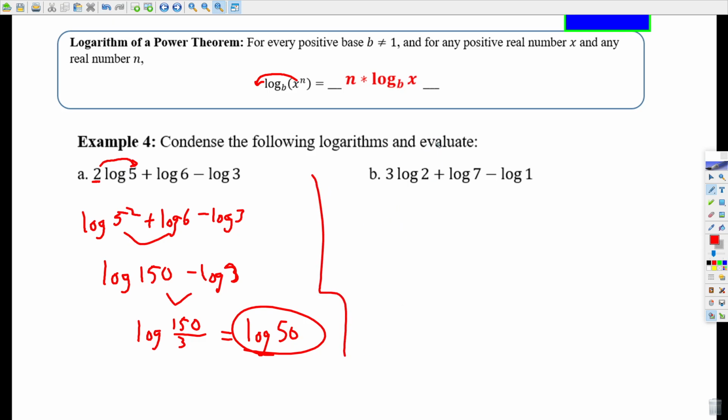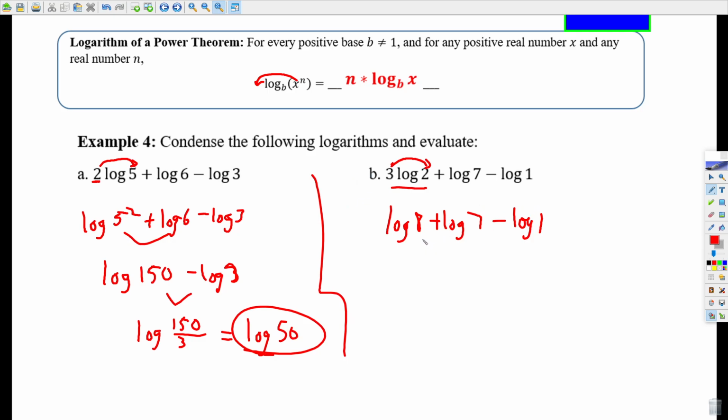Okay, part B. Remember, we're going to take all of our front numbers, and we're going to put them up in the exponent. That's kind of the strategy, going back the other way. So we're going to take 3, we're going to put it up here, and we'll go ahead and evaluate what this is. This is log, what's 2 to the third? Right, 2 to the third. That is 2 times 2 times 2. I'm just going to replace that with the number 8. Plus log 7 minus log 1.